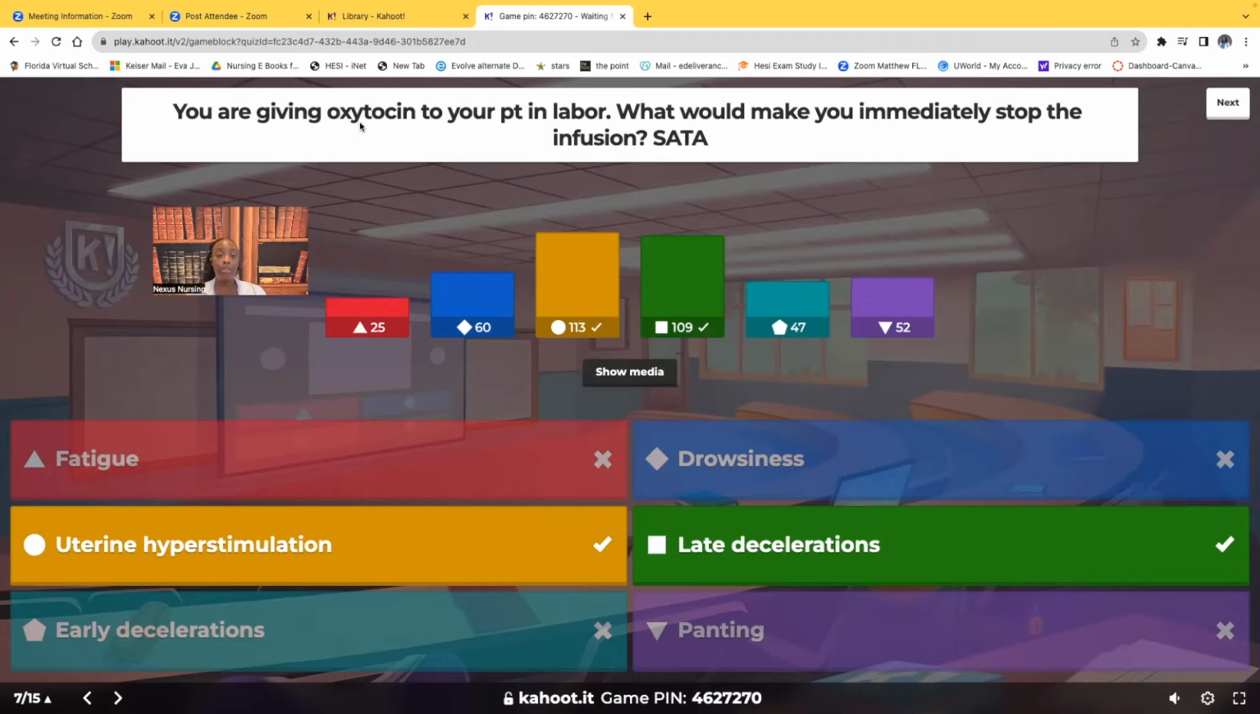Many of you students pay attention to the patient's diagnosis. This is a diagnosis of labor, but this is what's happening to the patient, right? So if you were paying attention to the labor, then you'd be looking at panting or fatigue or drowsiness or anything else. But we don't care about the labor. What we care about is the medication.